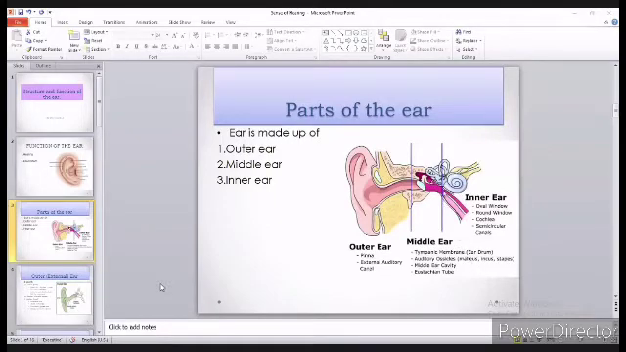Moving on to our inner ear, we have the oval window, the round window, the cochlea, and the semicircular canals. The oval window and the round window are just part of the cochlea. We have the semicircular canals, which are these things we're seeing here.